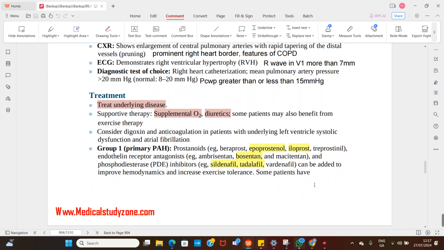How do you treat? Just take care of the underlying problem. COPD: give oxygen, give your corticosteroids. Asthma, the same thing. Heart failure: give your digoxin, right? Give your diuretics, give oxygen.